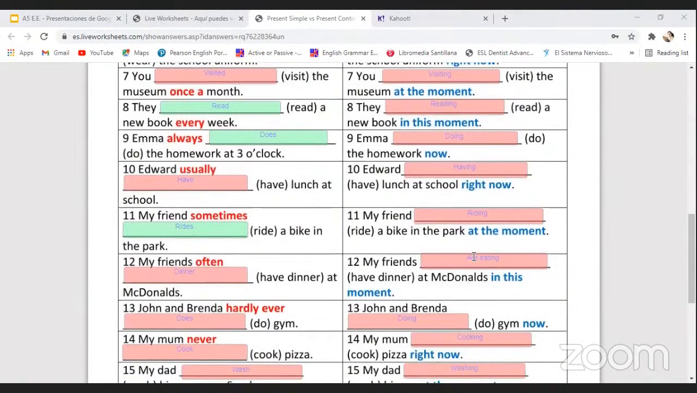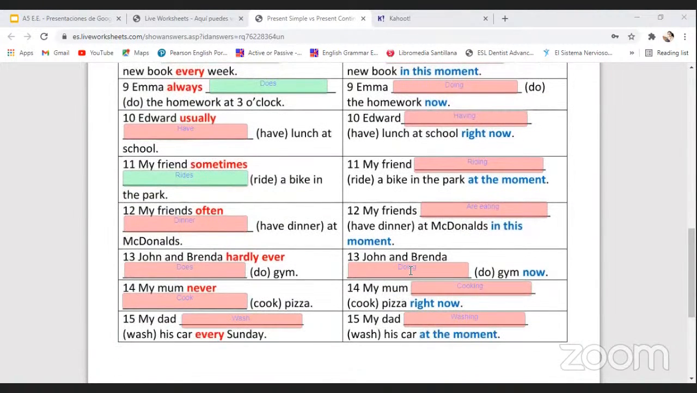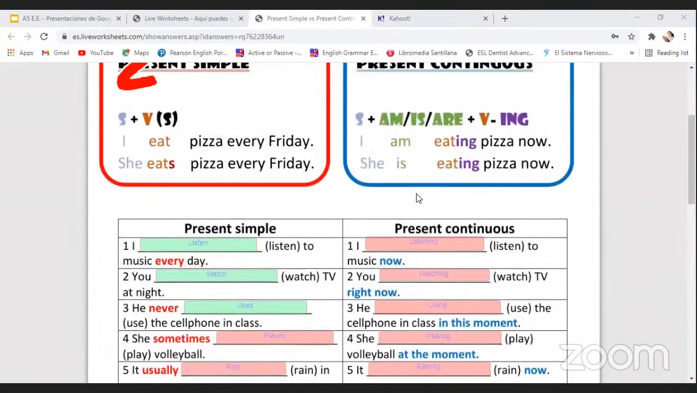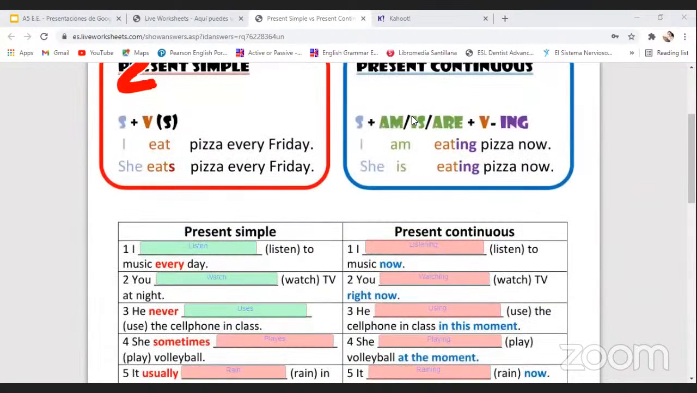Here my friends are having dinner. Yeah. And this is correct. Doing, cooking, washing. The only thing you missed here was the verb to be. Nothing else. Yes. Everything is correct. The rest is correct. Absolutely correct.